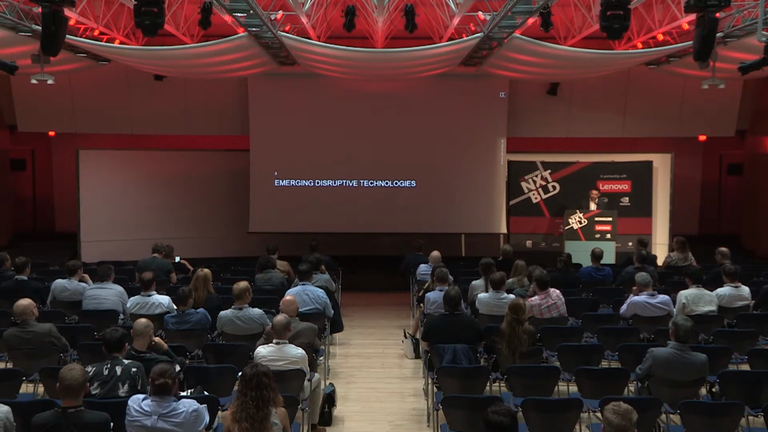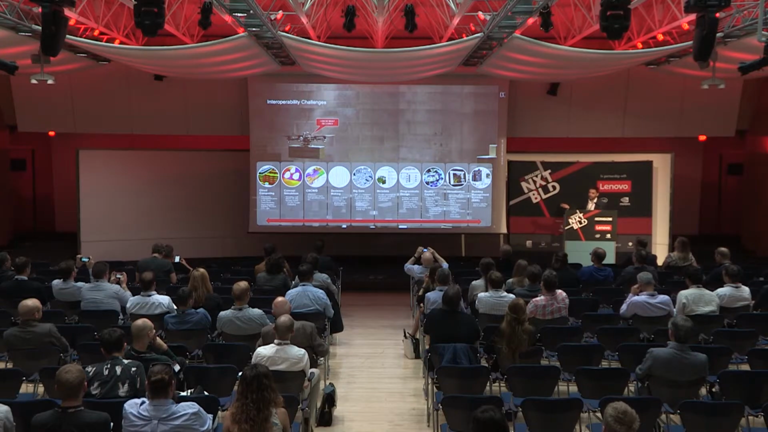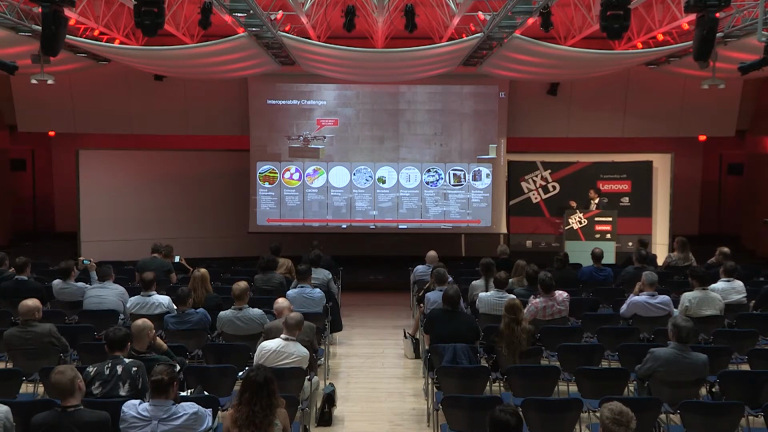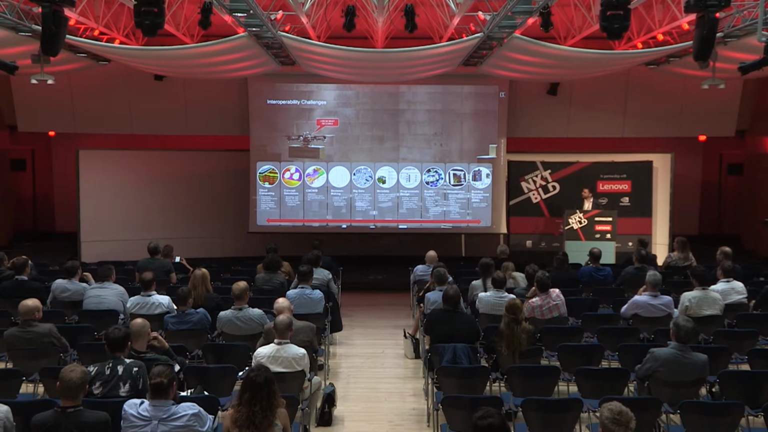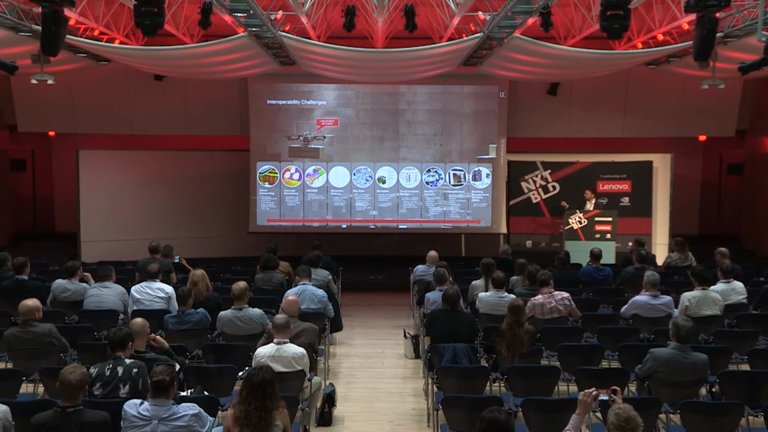So we'll talk a little bit about emerging disruptive technologies. I'll be very brief. But I think nowadays, and especially today, we've been talking about a number of interoperability challenges. Things like cloud computing, concept simulation, computer-supported collaborative work and design, assisted decision-making, big data, metadata, or data in general, programmatic design, things like generative design and scripting design in different forms so you achieve high efficiencies on managing change, reality capture, virtualization, and building management systems. I might be missing something, but I think these are the main things that we have to improve in terms of interoperability and linking data and making data more transparent across all those different applications.